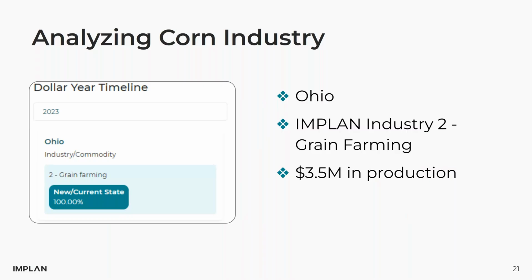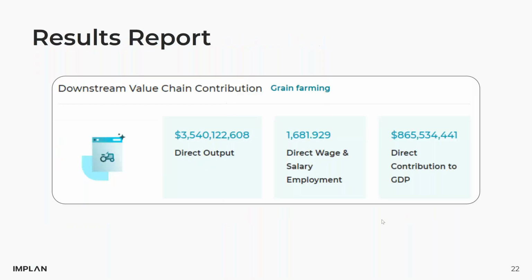That should be a billion, by the way, not a million. Sorry about that. So when we run this through the guide, what we see is our $3.5 billion in direct output. That's the size of the industry overall. I could pull that same information from region details. That's the size of the grain industry in the state of Ohio.